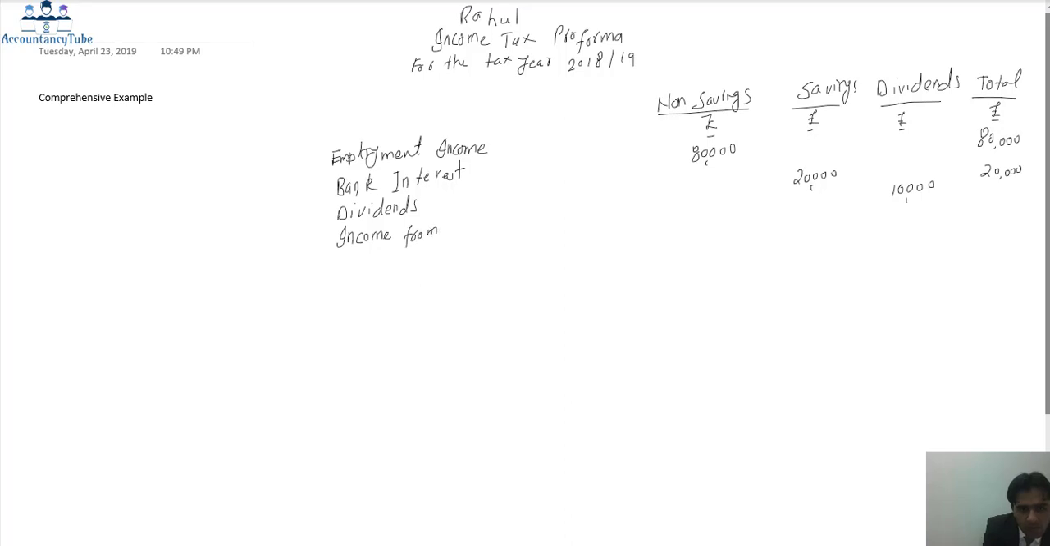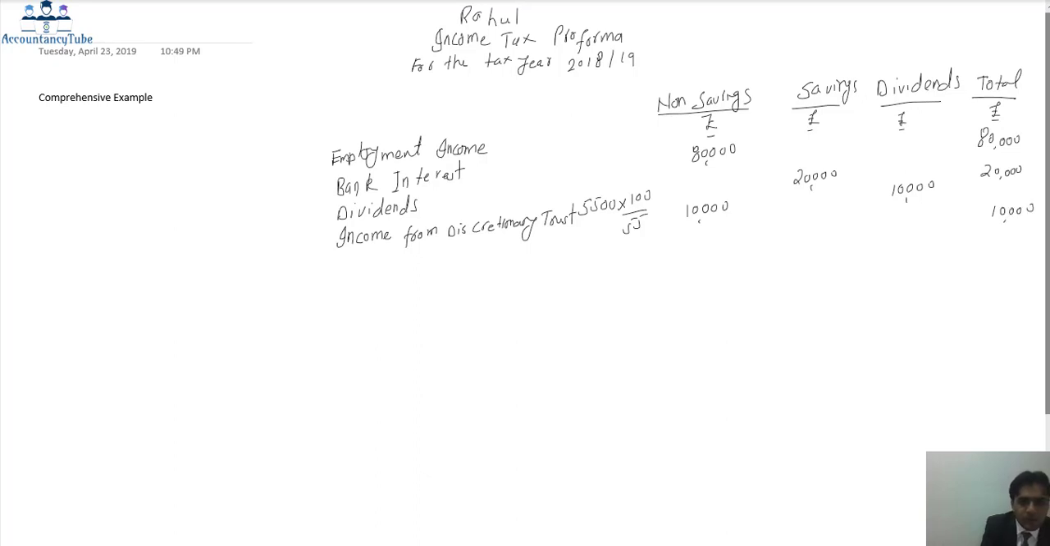Income from discretionary trust, as I already said, will be grossed up. So £5,500 is given. Some of the tax has already been deducted out of that, so we have to gross it up. So that's our discretionary trust income times 100 over 55, and it would go into the non-savings column. If we multiply, it will come to £10,000, and that would go into the total as well.